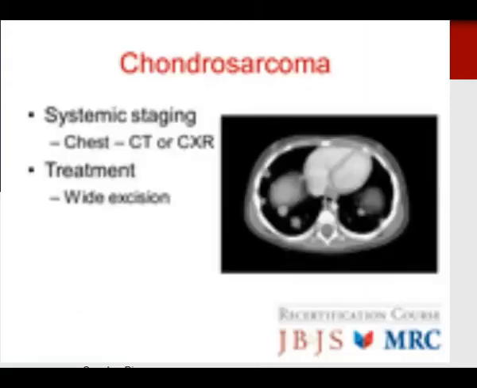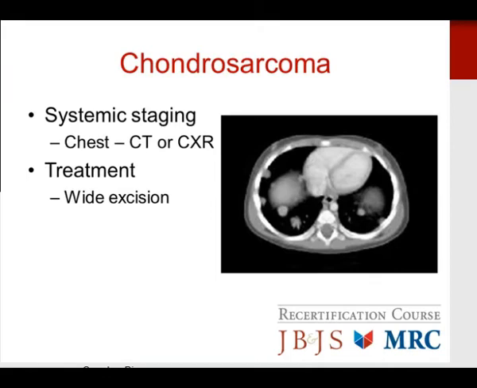The same goes for osteosarcomas, chondrosarcomas, and Ewing sarcomas: we want to look at the lungs for metastatic disease. The treatment, in contrast, for chondrosarcoma is a wide excision. Osteosarcomas and Ewing sarcomas get chemotherapy, surgery, and chemotherapy. Chondrosarcomas get wide excision with negative margins.